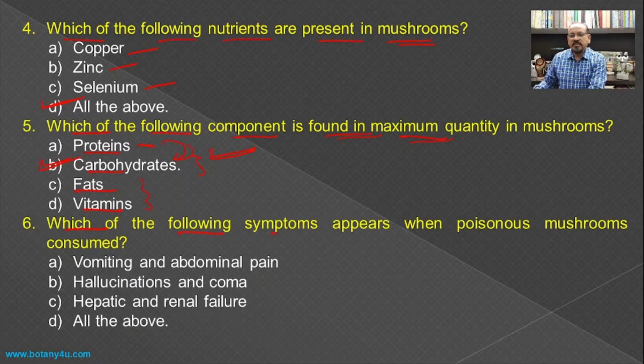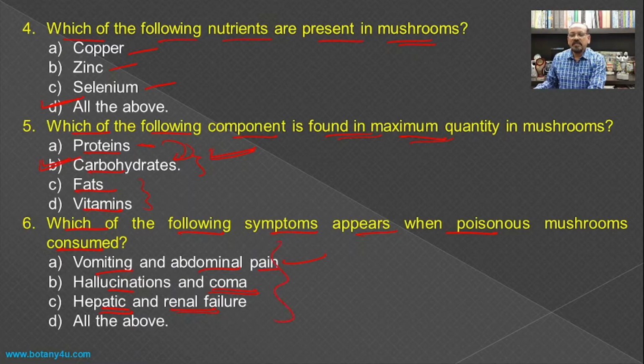Then, which of the following symptoms appears when poisonous mushrooms are consumed? If we consume poisonous mushrooms, then vomiting and abdominal pain are very common. Then hallucination and coma if it is highly poisonous, and if it is acute, then hepatic and renal failure and death also.